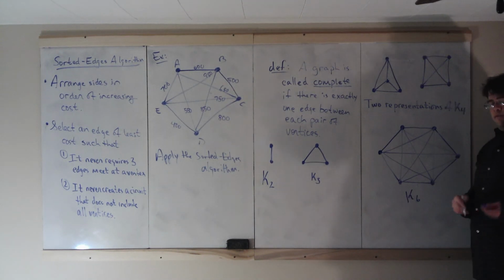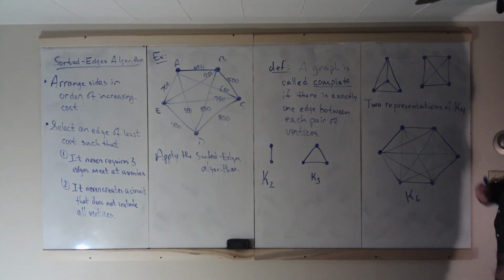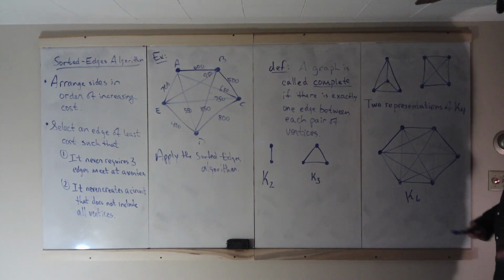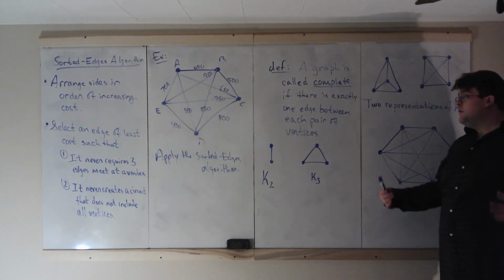So a complete graph just has exactly one edge between each pair of vertices, and they all have nice visuals. I mean, you can draw them with the n-gon and then just connect edges like this. But K4 does have this other representation.